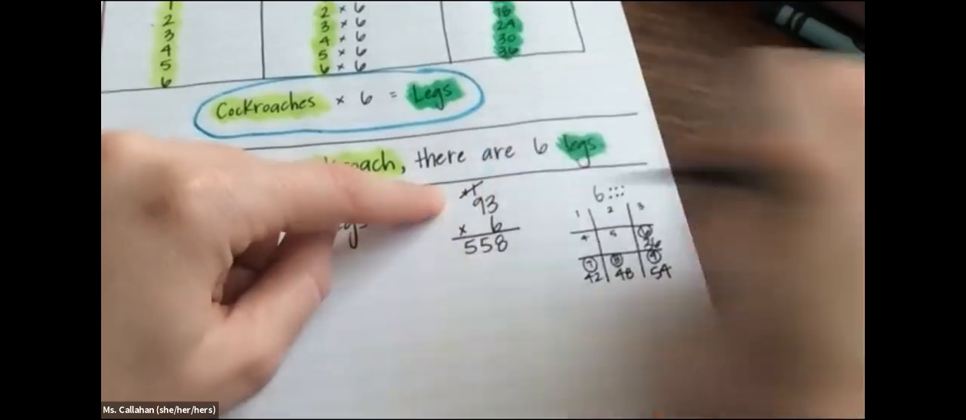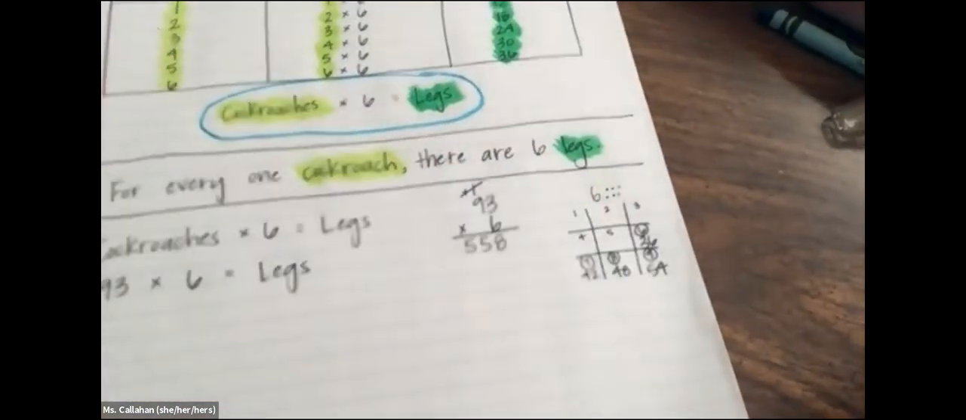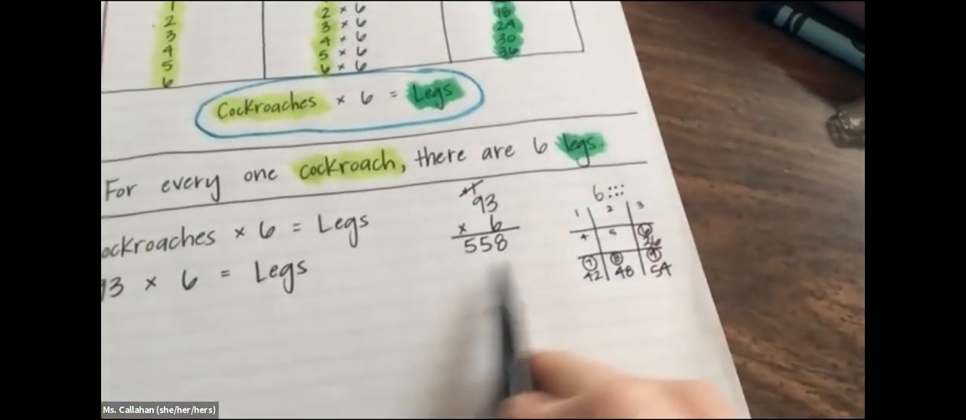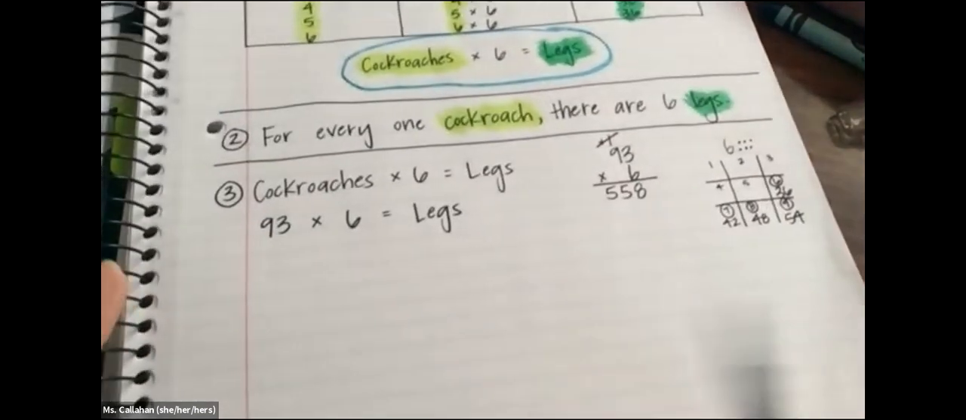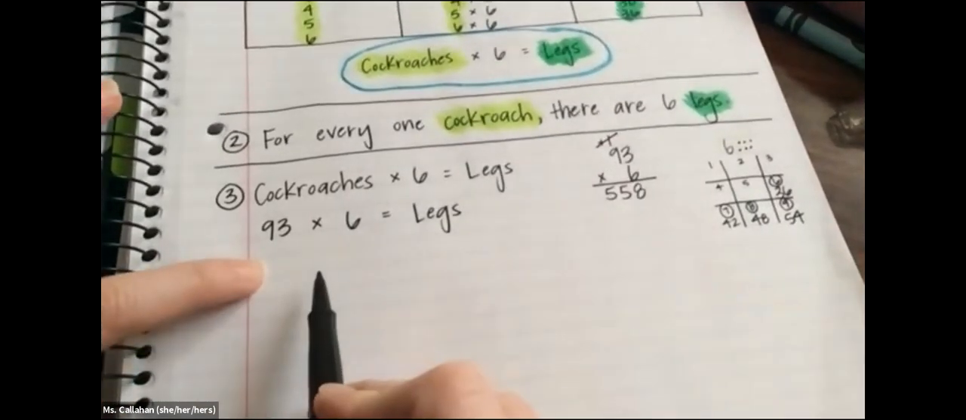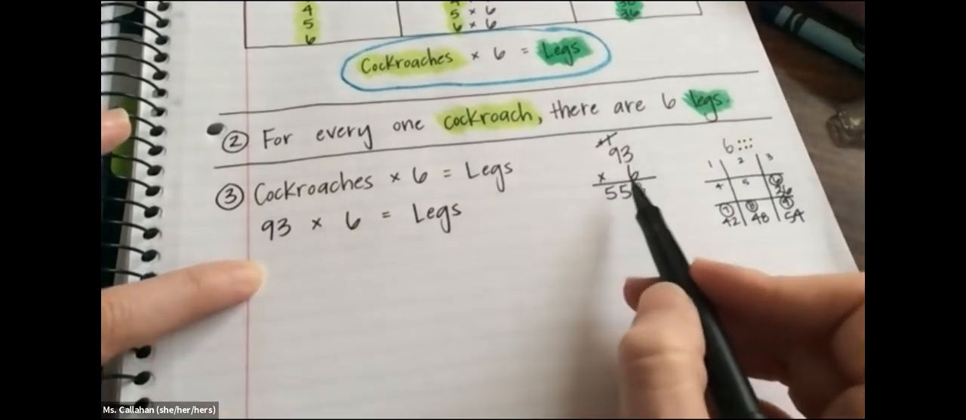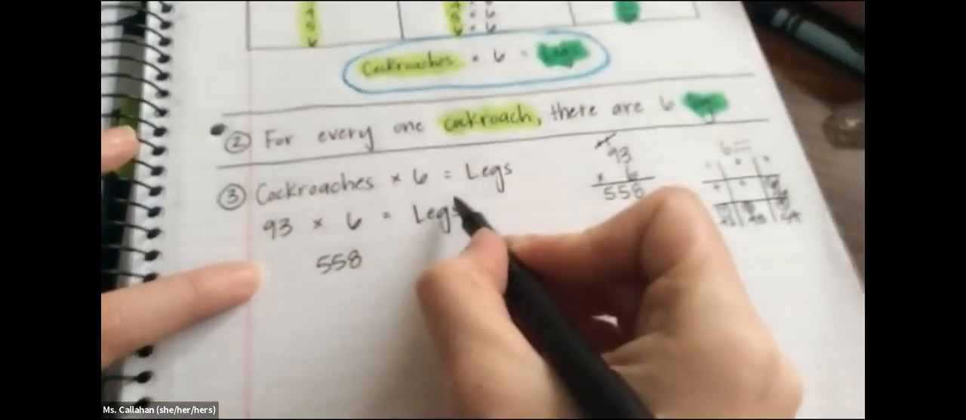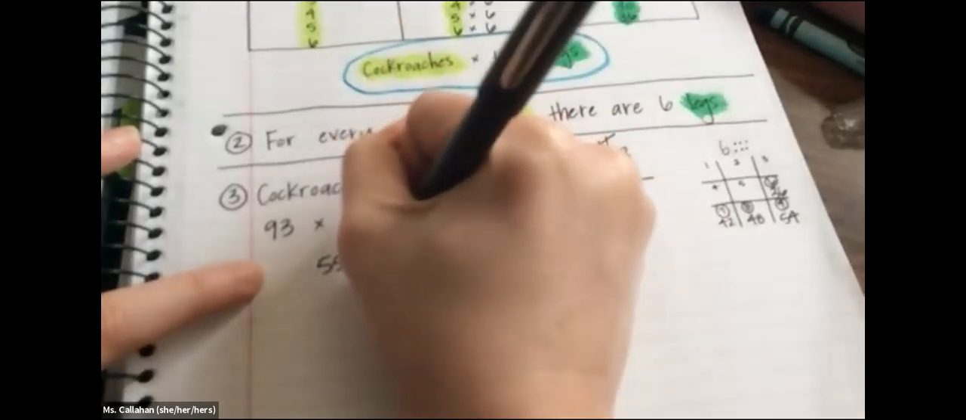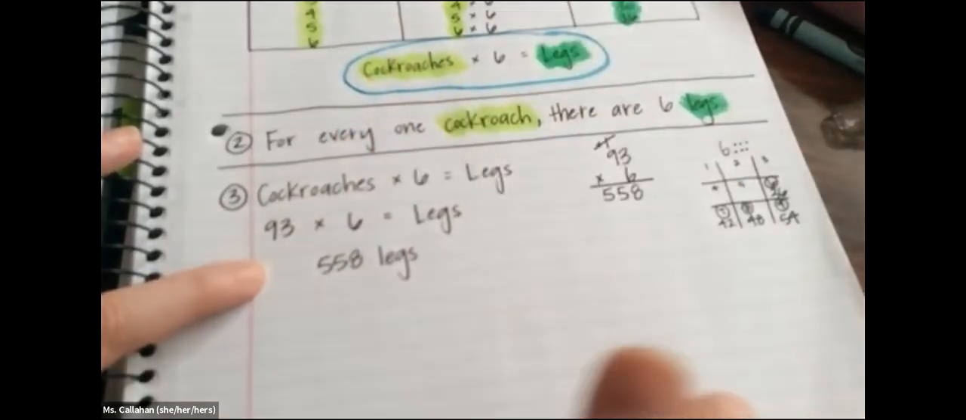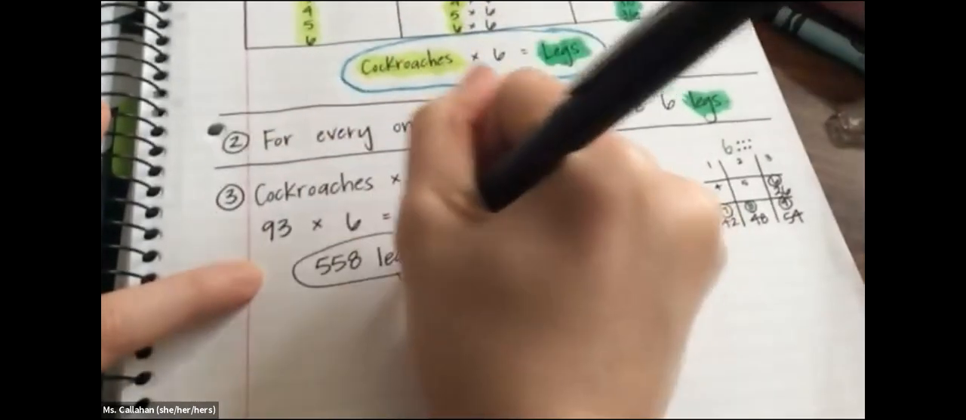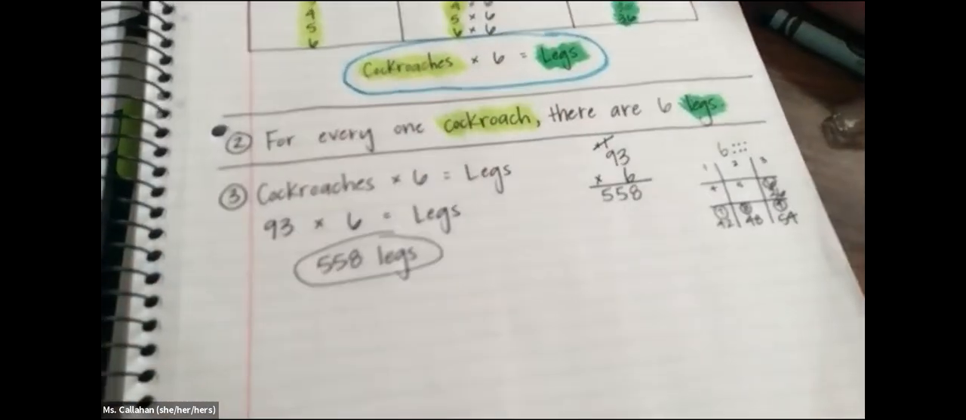So actually I need to write 55, right? So my grand total of legs is 558 legs. So down here, 93 times 6, which we just solved for, is 558. And I don't have to put equals because legs is my label. Legs, okay? And then I'm going to circle my answer, okay?